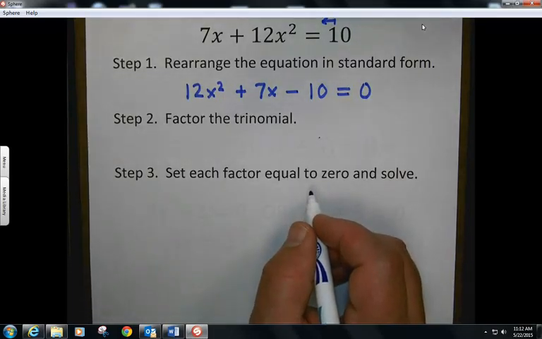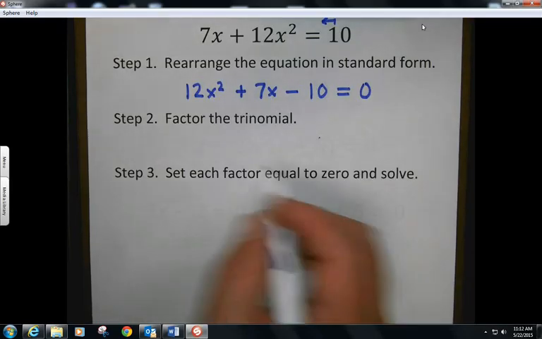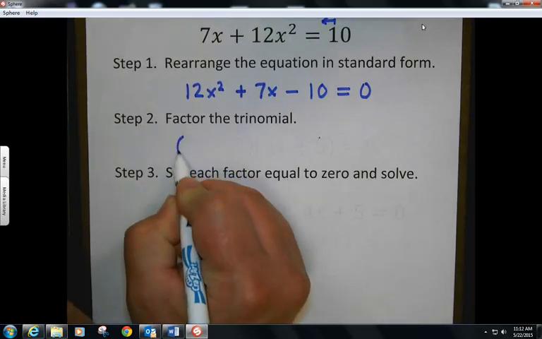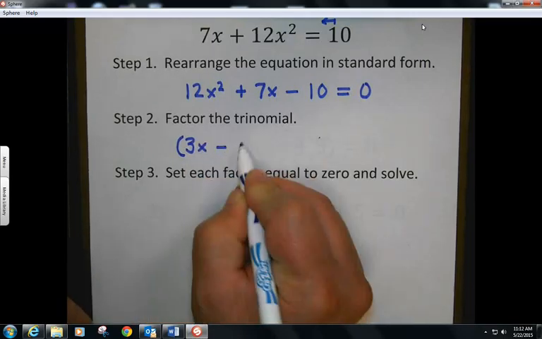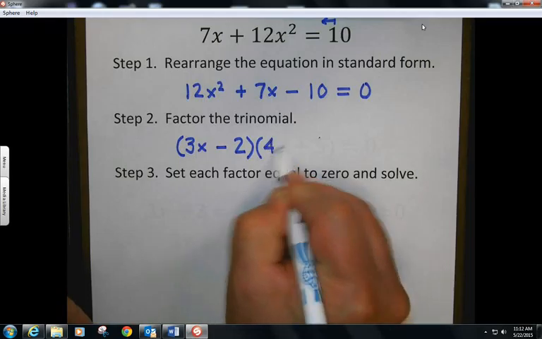Now, there are lots of methods of factoring trinomials. I'm not going to be showing that in this video. You can consult some of my other videos on how to factor trinomials. Anyway, this one factors into the factors 3x minus 2 and 4x plus 5.